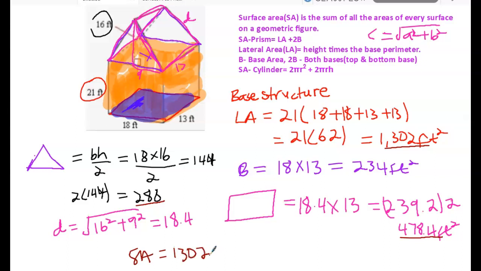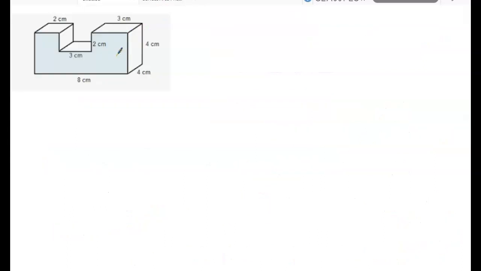So finally, the surface area is going to be, we are adding these three numbers, so 1,302 plus 288, and then 478.4, and that will be 2,068.4 feet square. Okay, so let's look at this last one here.